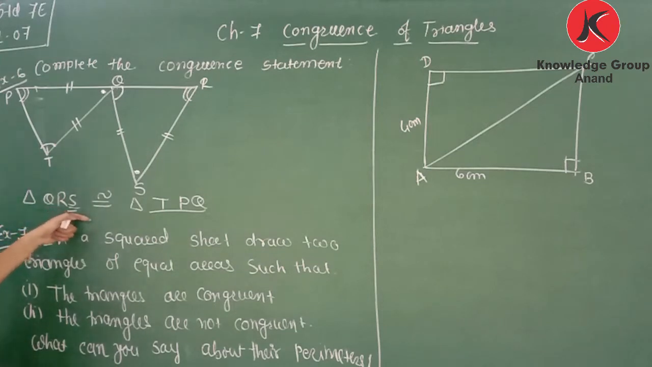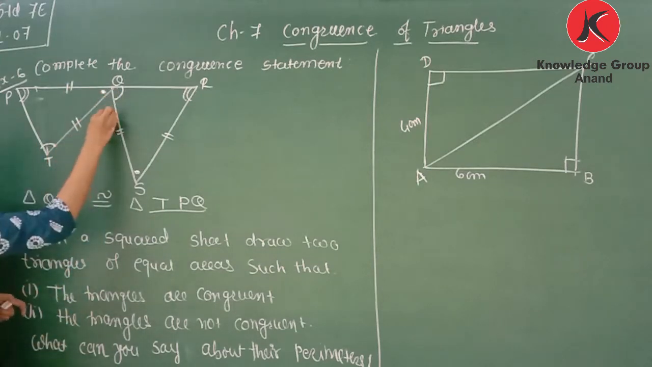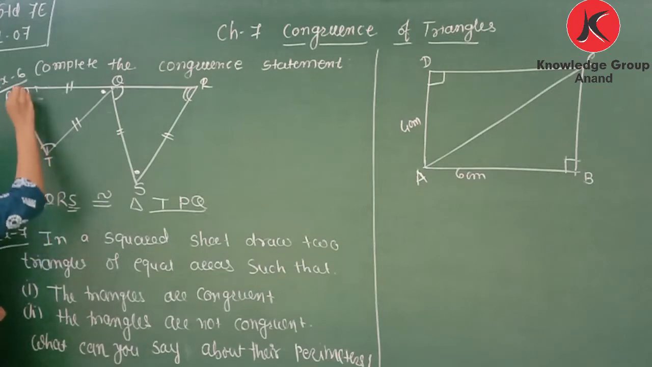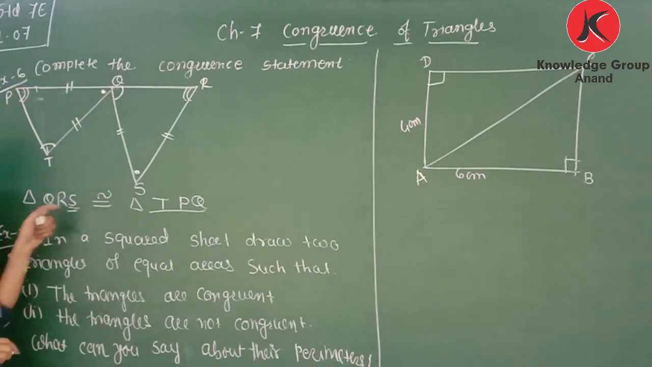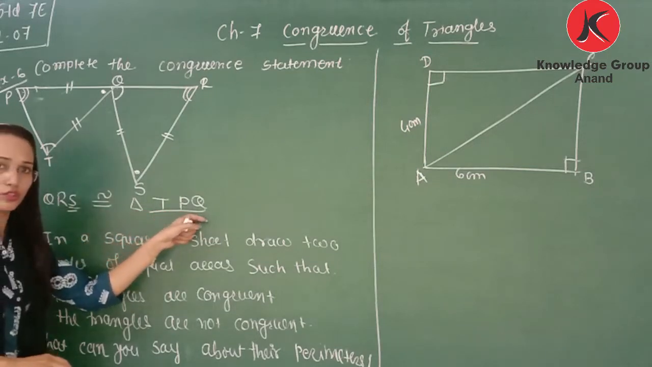So QRS corresponds in this triangle to TPQ. Clear? So the answer to this statement is TPQ.